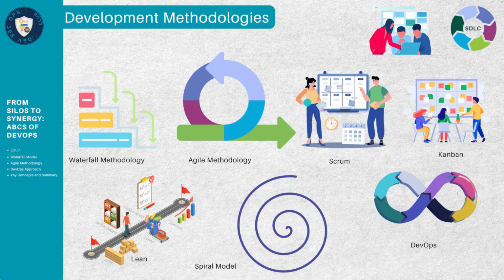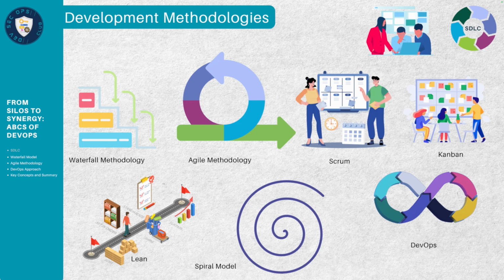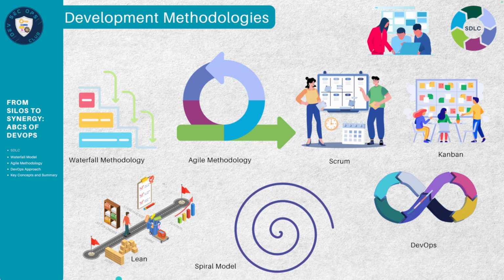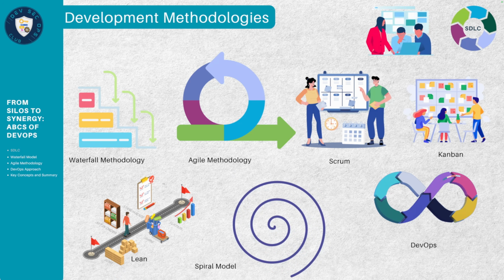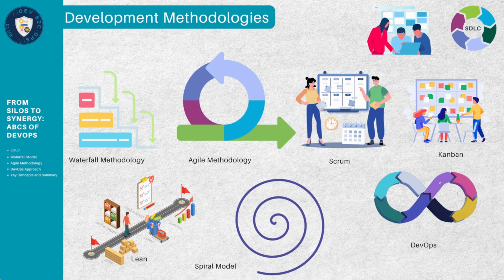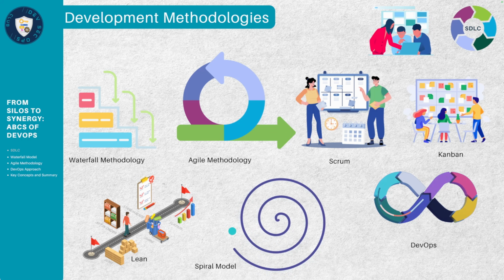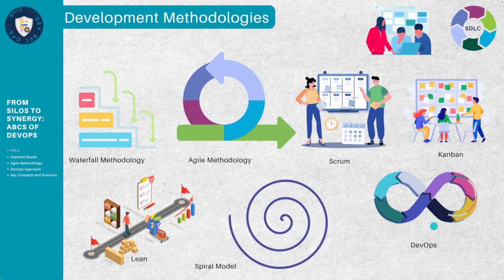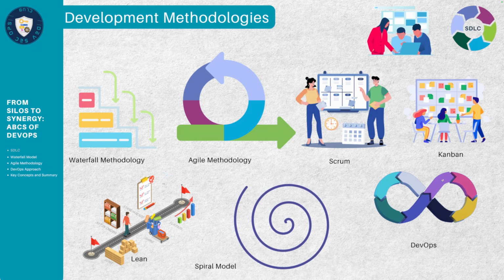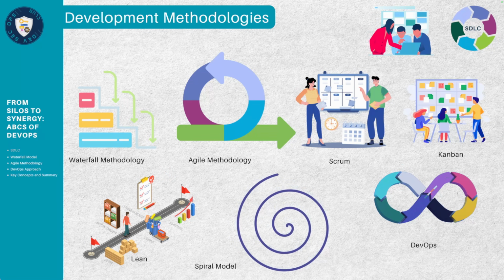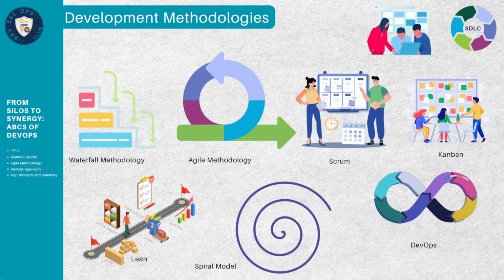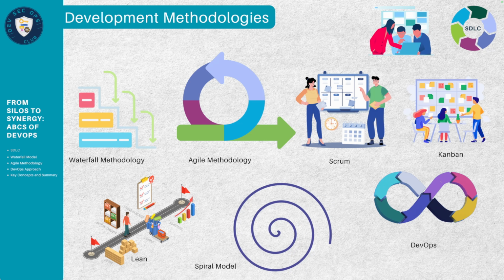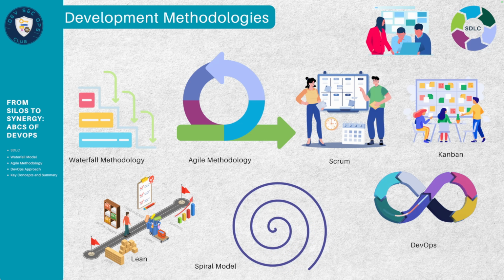Then we have Scrum, we have Kanban, we have Lean. Lean is basically focused on reducing waste, I mean waste should not happen, or they control the waste. Then we have the Spiral methodology, here we have DevOps, and there are so many more, right? There is a V model also, and I believe there is, what was that? Anyway, I forgot.